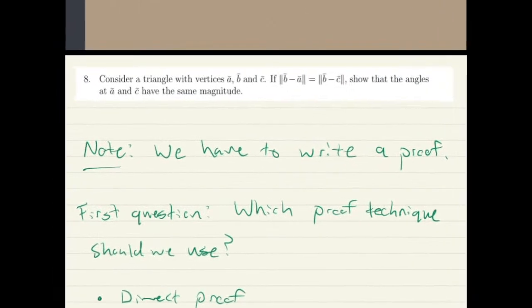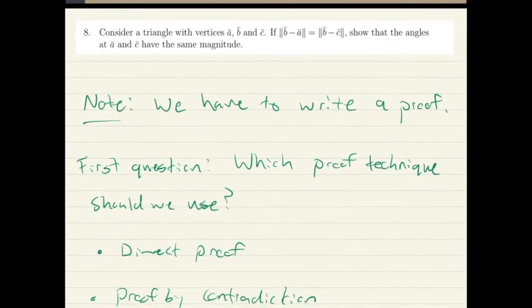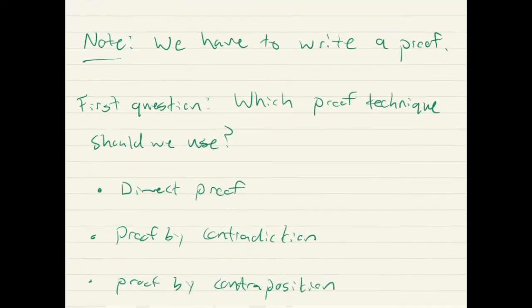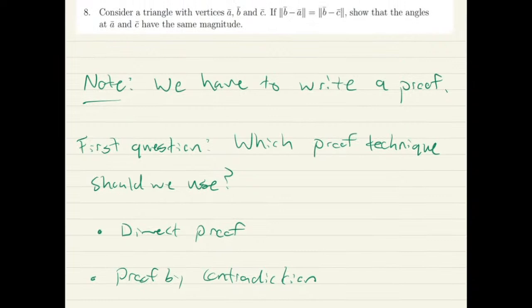See if I can make this a little bigger. Here's the question. Consider a triangle with vertices A, B, and C, and if we have this equality, if the length of these two sides are equal, then we have to show that the angles at A and C have the same magnitude. Okay. So what we have to do here, folks, is we have to write a proof.